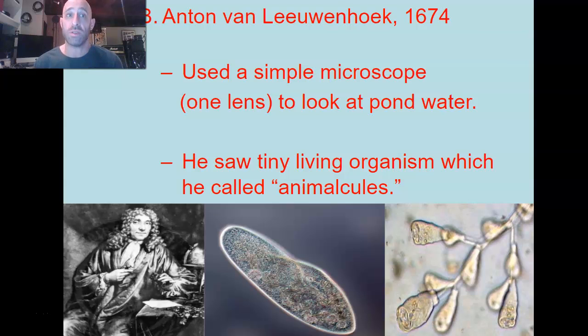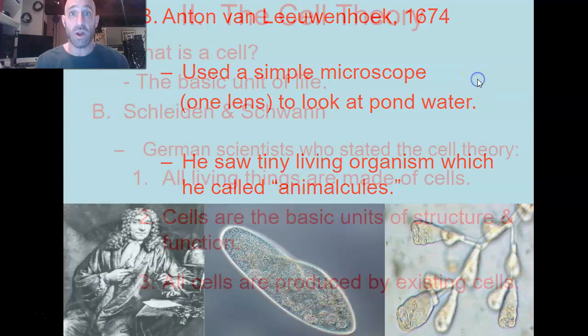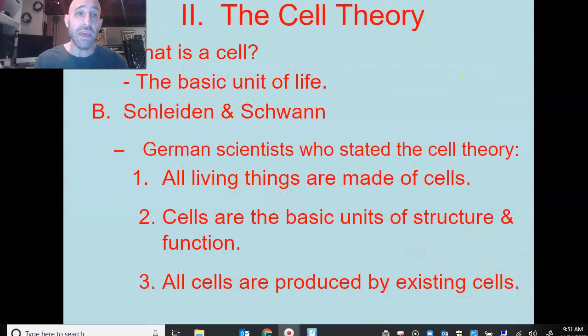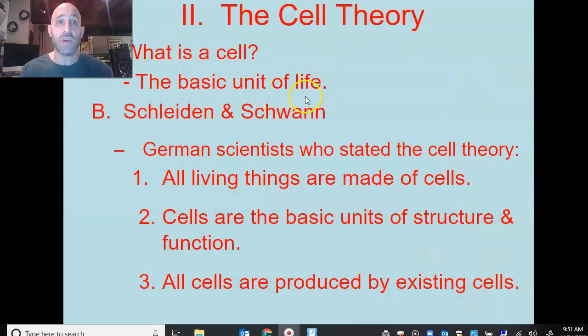So he was the first person to really say, all right, well, cells exist, and they're alive. They're moving around, and they're doing their thing. So he was a very important person in terms of understanding what cells are. And then finally, we have the two gentlemen that came up with something called the cell theory, Schleiden and Schwann. And they were German scientists.